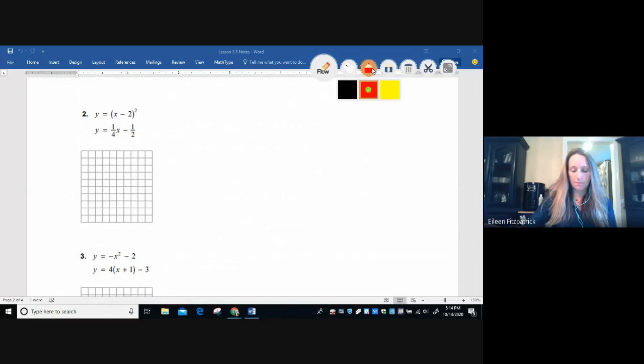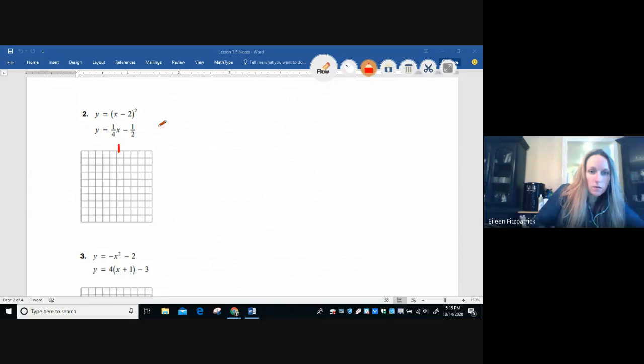Let me first darken my X and Y axis. So here is my, oh, I want that to be black. Why did it not go to black? There we go. Here is my Y-axis, and here's my X-axis.